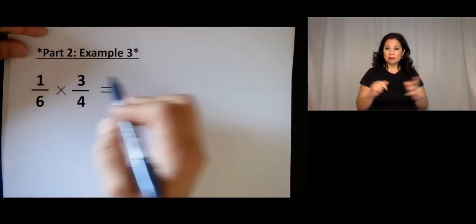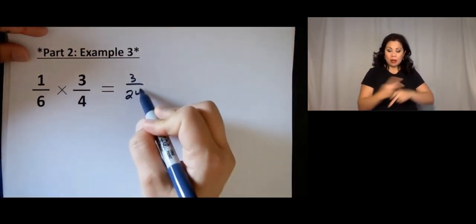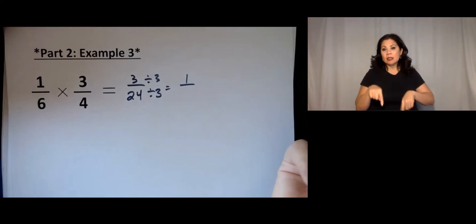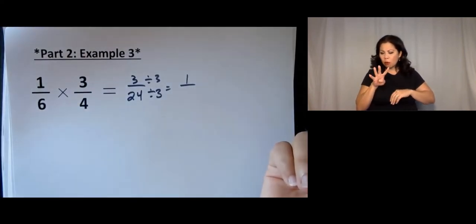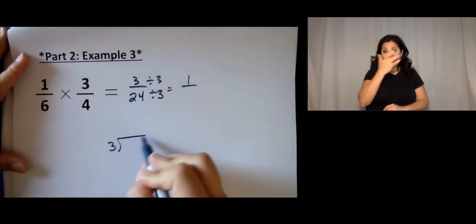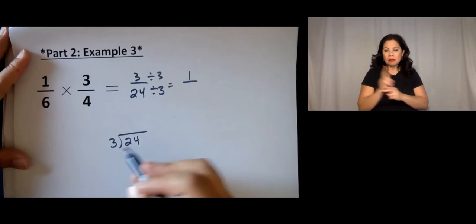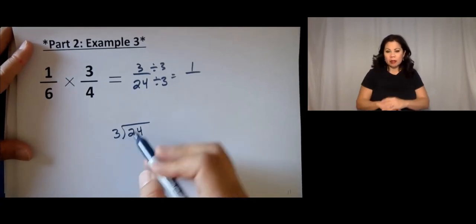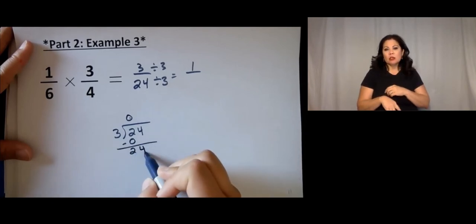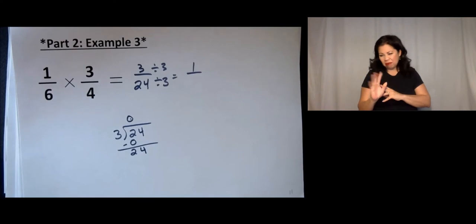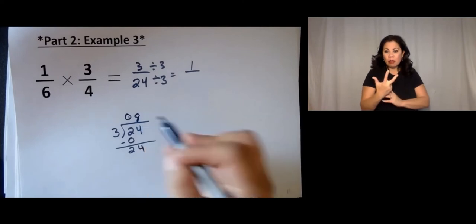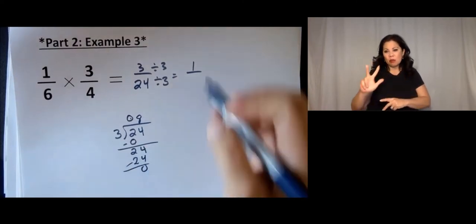All right, 1 times 3 is 3, 6 times 4 is 24. Okay, divide by 3 top and bottom, you get 1. 24 divided by 3, what does that make? Say if you're forgetting and you're not sure, you could do division like this. 3 goes into 2 0 times, 0 times 3 is 0, subtract. Uh-oh, I get 24 back again. Okay, so 3 goes into 24 8 times. Okay, 8 times 3 is 24, 0, 8.